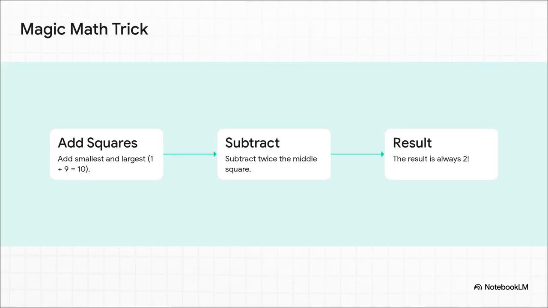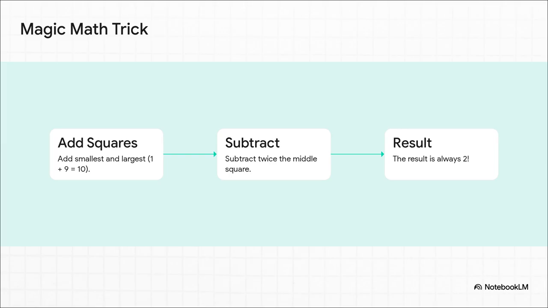Go ahead, you can actually just do the math right in your head. Got your answer? Okay, let's walk through it. First, we add the 1 and the 9, which obviously gives us 10. Next, we need to subtract twice the middle square. Well, our middle square is 4, so 2 times 4 is 8. 10 minus 8 equals 2. Now, here's the really wild part. This isn't just some lucky coincidence.